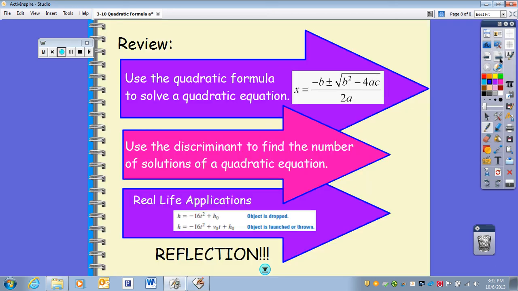Let's review. Using the quadratic formula to solve a quadratic equation, use the discriminant to find the number of solutions of the quadratic equation, and then use the formulas to solve real-life applications, plugging those formulas into the quadratic formula to finish solving.